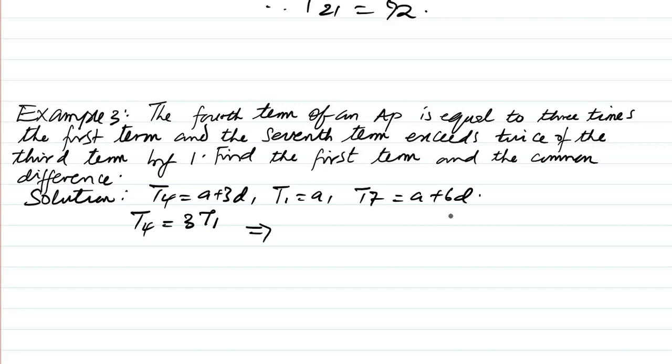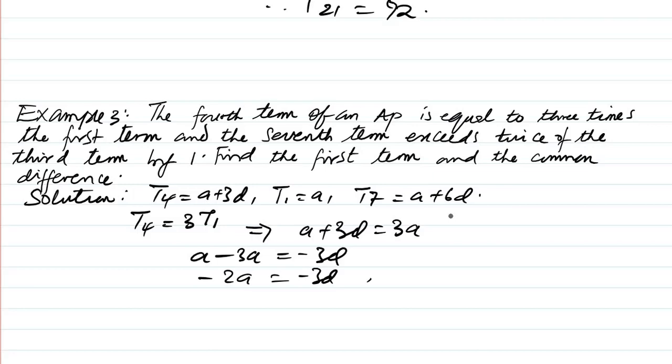This implies that a plus 3d equals 3a. If you collect like terms now, we are going to have a minus 3a is equal to minus 3d. So minus 2a is equal to minus 3d. So 2a is equal to 3d. Let's say this is equation 1.